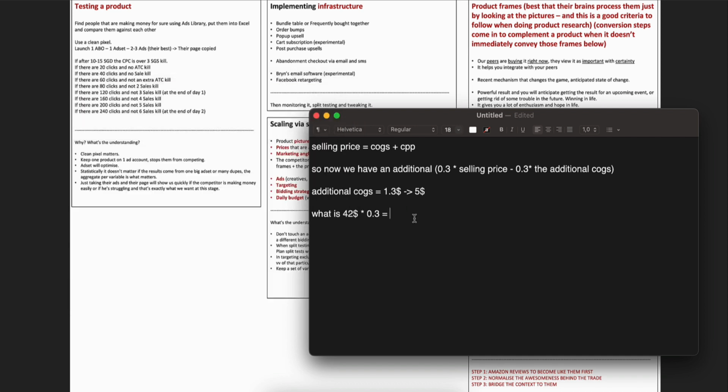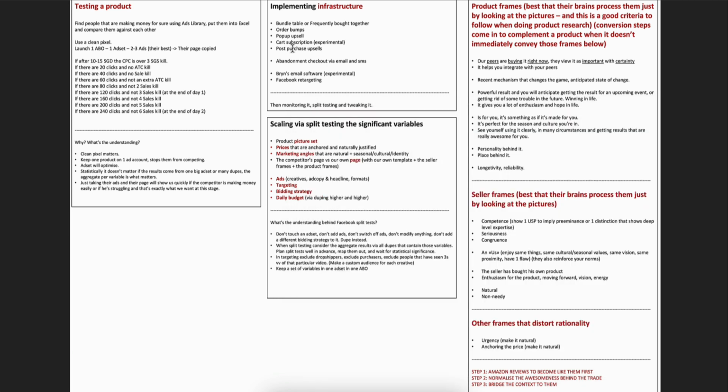Right, so it says it's $12.6, right? So if we take $12.6 and we minus $5, we got $7.6, right? So we have essentially added an extra $7.6 minimum by implementing this part, right? So we have addressed this, and this.